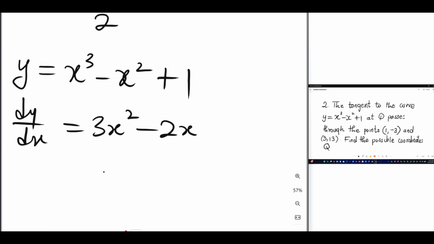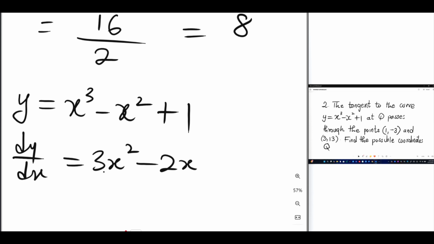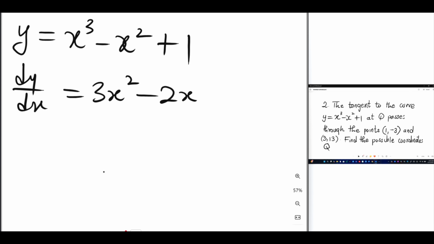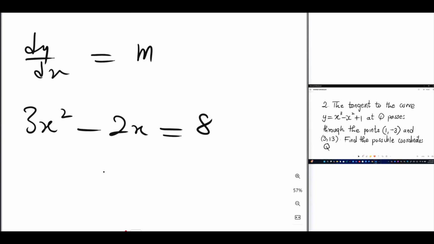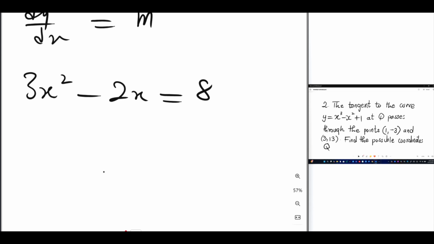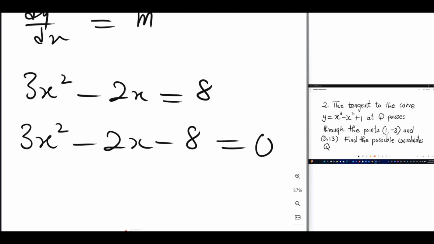So now, since they have the same gradient, we are going to equate the gradient of the curve to the gradient of the tangent. So we say that dy dx is equal to the gradient of the tangent, which is the m. So you are going to get 3x squared minus 2x equal to 8. And this will give us a quadratic equation. So we transpose the 8 to the left hand side. You have 3x squared minus 2x minus 8 equal to 0.